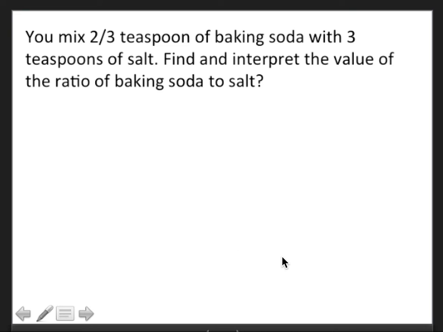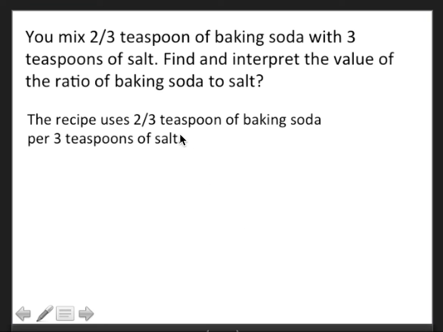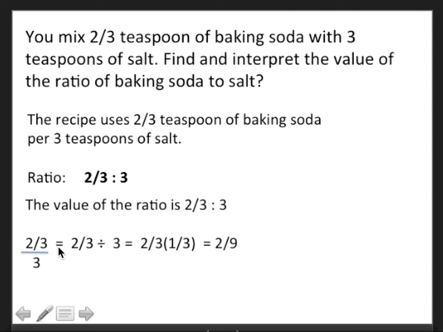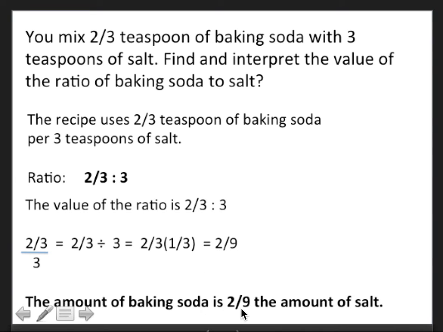Okay, so your ratio should be that you have 2/3 teaspoons baking soda per 3 teaspoons of salt. So 2/3 to 3 is your ratio. And then you're going to go ahead and do that division. 2/3 divided by 3, which is 2/9. So the amount of baking soda is 2/9 the amount of salt. So when you do this for homework, you first need to have this ratio here, and then you need to have the division and be able to tell me this here. So basically what's in the bold, you need to be able to tell me.